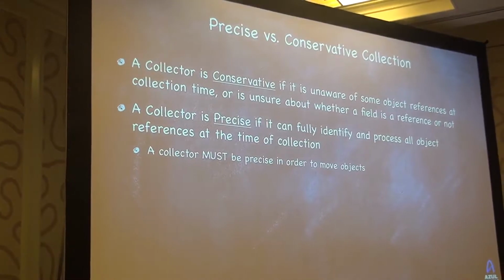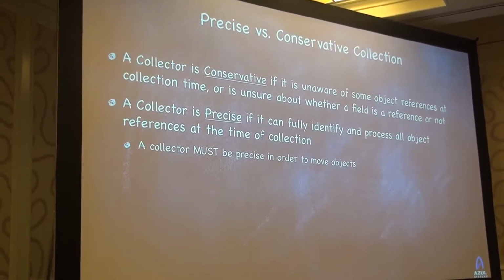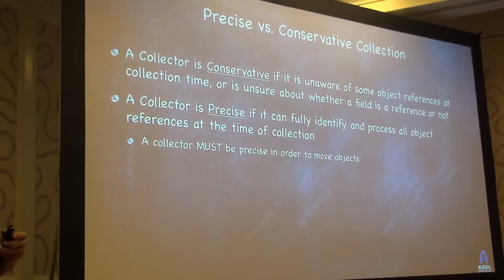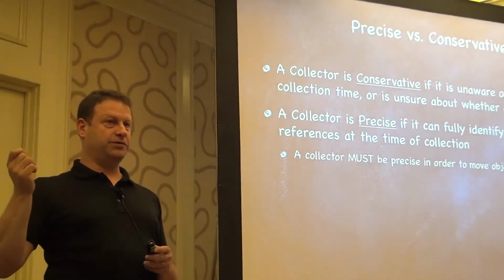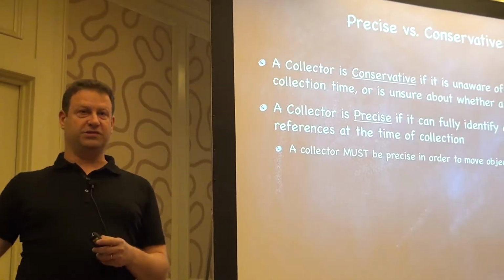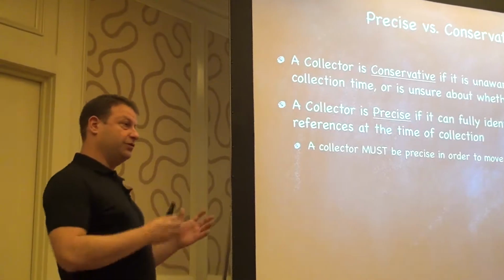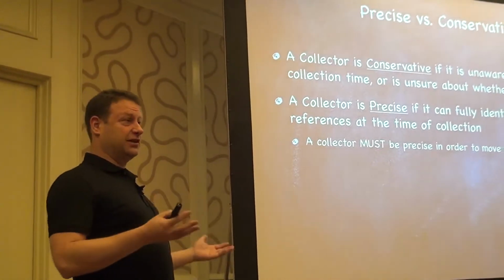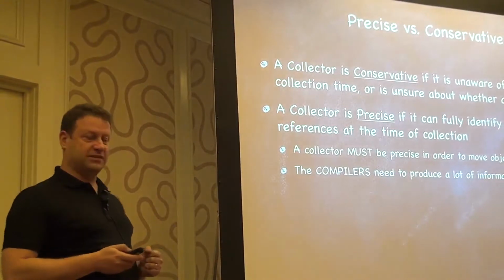A collector has to be precise if it is going to move objects. The reason that's important is if you're going to move an object from point A to point B, you then need to find the 3 billion things that might point to it and fix those pointers before somebody sees them and uses them in the wrong way. It's hard to do if you don't know where they are, or if you're not sure if this is an integer or a pointer, and it might be just an integer that looks like a pointer because it has the same value. So preciseness is important.